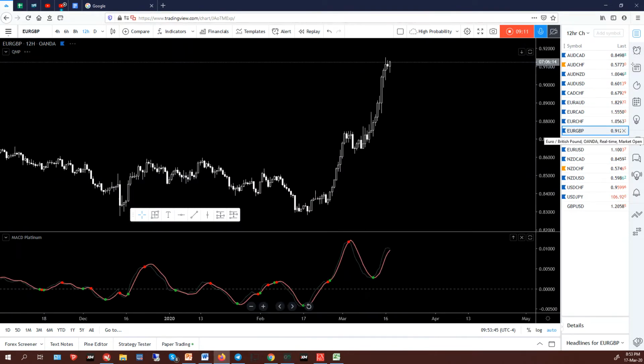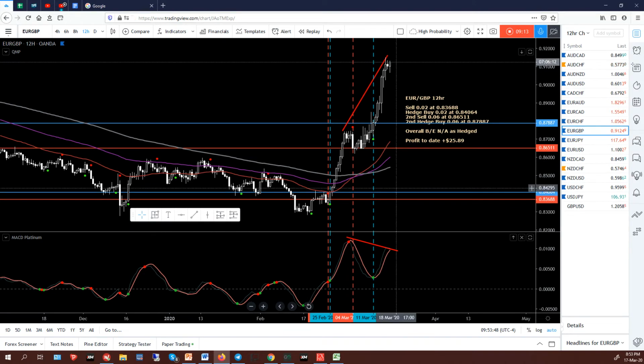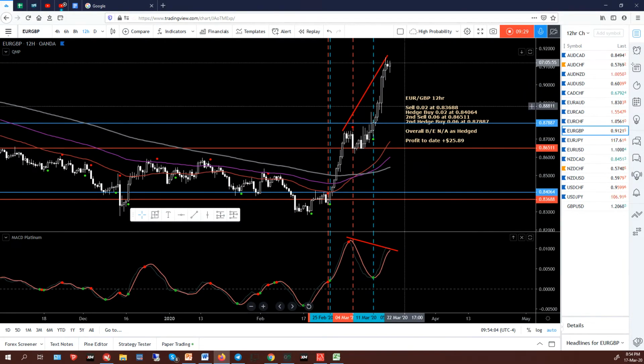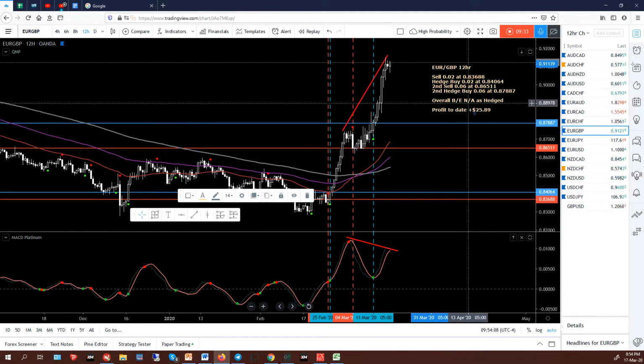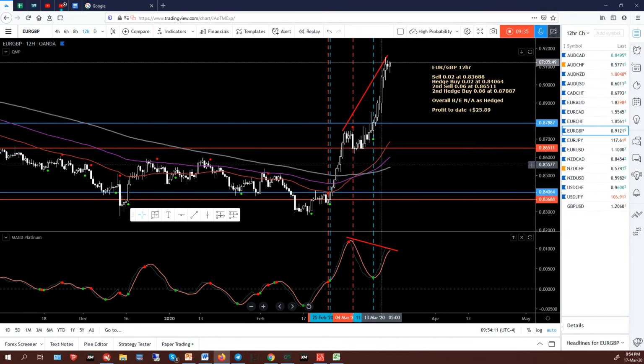Euro pound. Now, what have we got here? Got a sell, buy, hedge buy. Took a second sell in here. You'd think that would be an easy one to recover, and it's gone against me straight away. So it's gone to the moon. So I took a second hedge buy. So at the moment, overall break even as hedged. So not making any money.